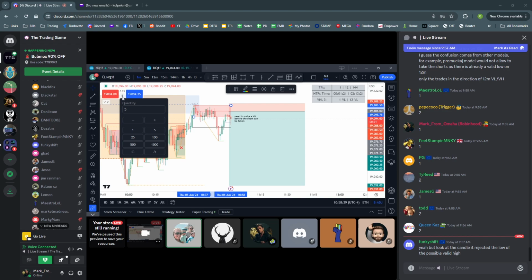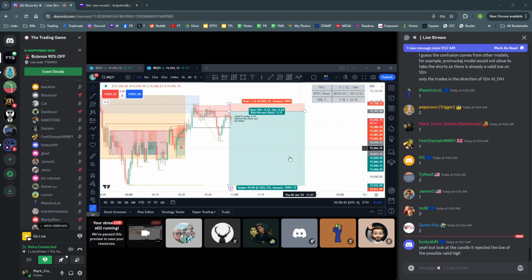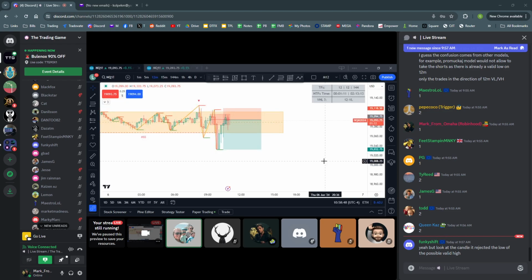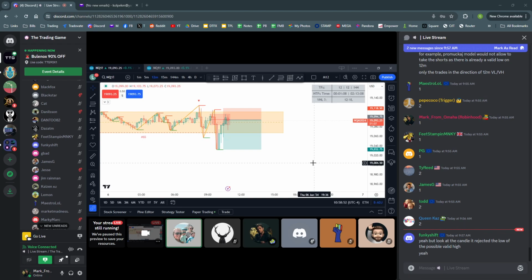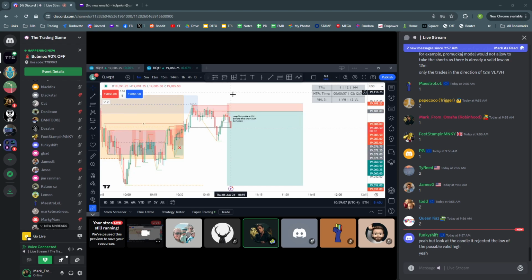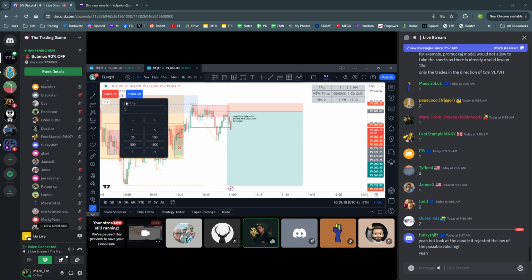Yeah, but look at the candle. It rejected the low of the possible valid high. Are we talking about the 12-minute? Look at the candle. It rejected the low of the possible valid high. The candle is printing right now. It rejected instead of making a new valid high, it pushed back up. But it's moving back down now.